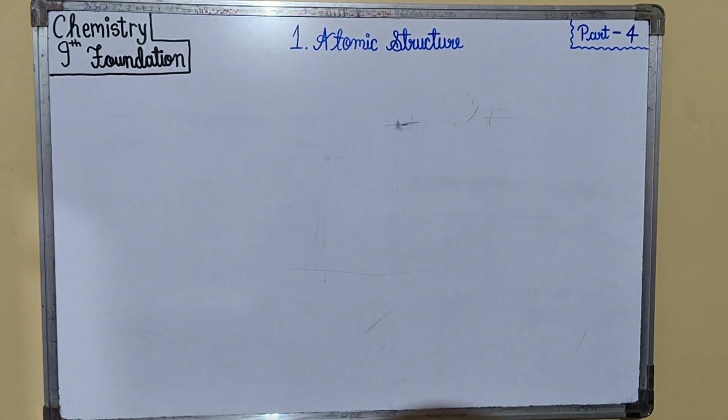Today we are going to learn class 9th foundation and today's subject is chemistry, chapter 1, that is atomic structure. Today we are going to learn part 4 of this chapter. Let's start. First of all, we are going to start with biodata of an electron.